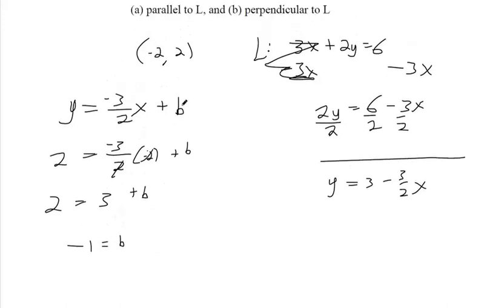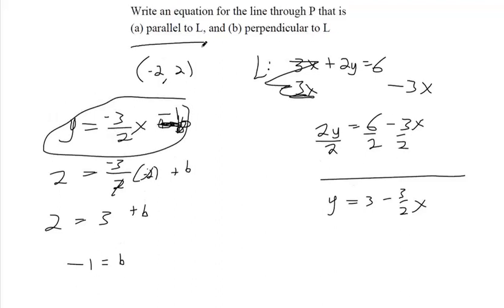And so now we've got the fully constructed equation. This is the equation that they're looking for. It's y equals negative 3 halves x subtracted by 1. That's the equation of the line. It's parallel to this line L, but it is going through this point, negative 2 comma 2. You could check too. You could plug in negative 2 for x, 2 for y, and you should get a true statement. Okay, now perpendicular.